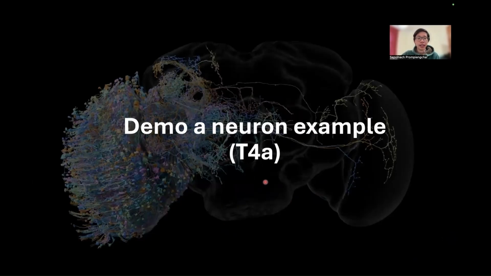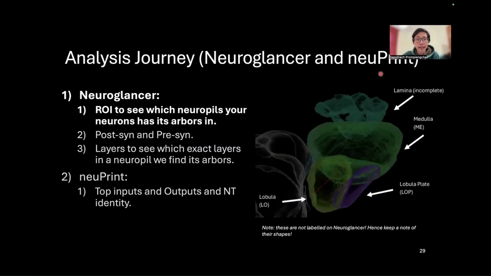I'm going to demo a neuron example called T4A, just to show you what a connectomic analysis journey might look like in Neuroglancer and neuPrint. The first step in Neuroglancer is to see something called the ROI. ROI stands for region of interest. You need to see the region of interest to know which neuropils your neuron has its arbors in.